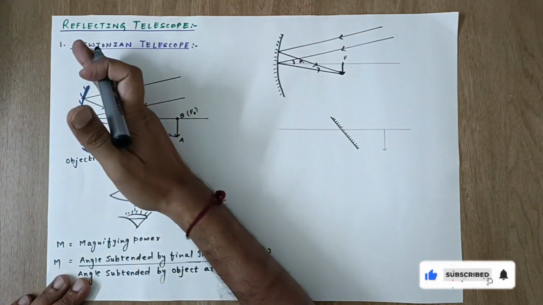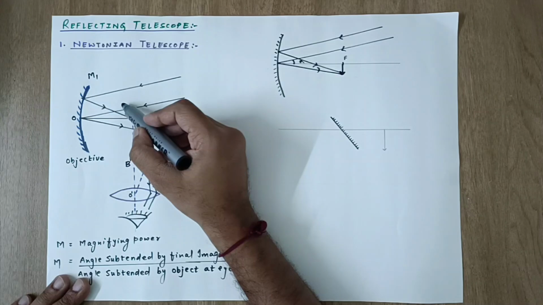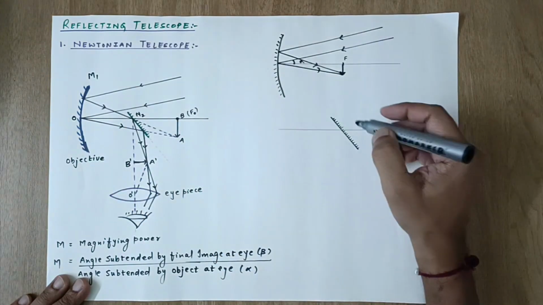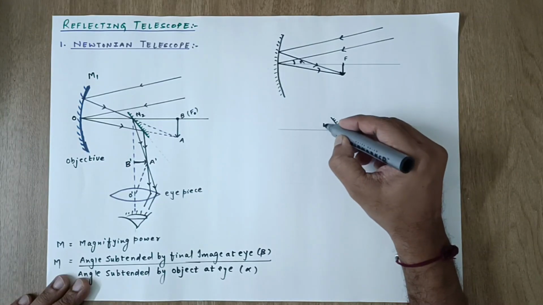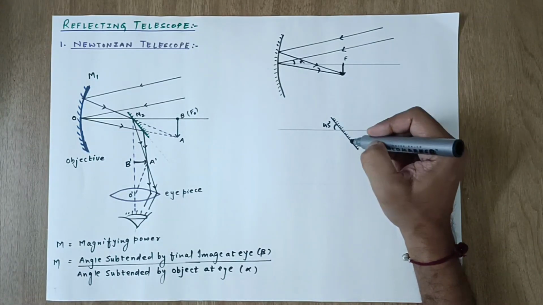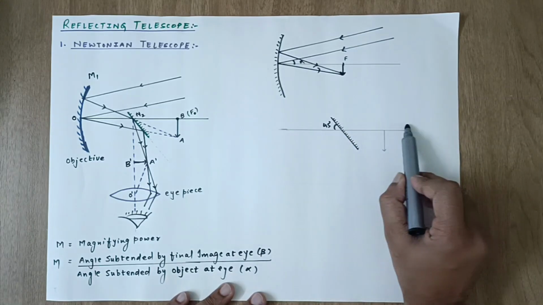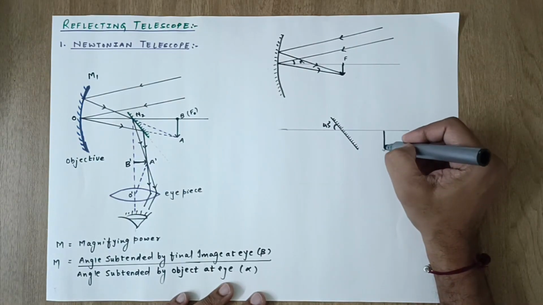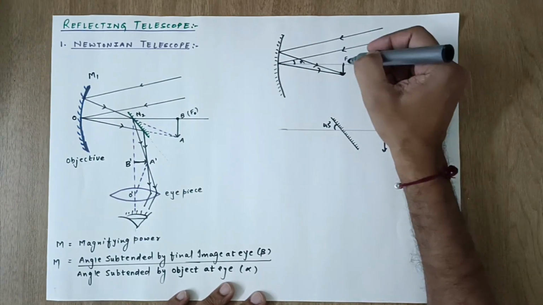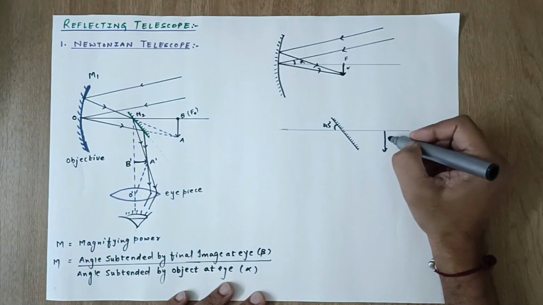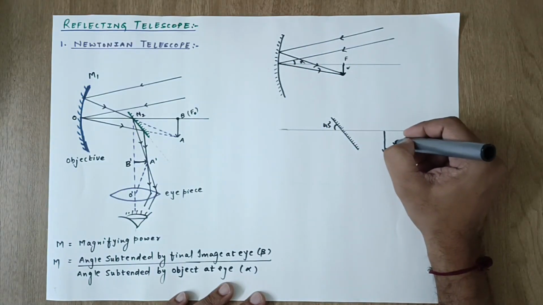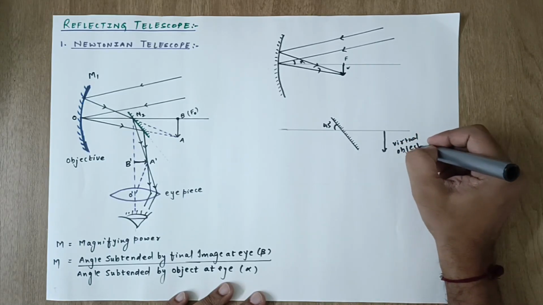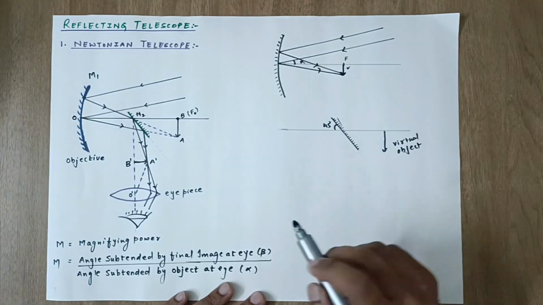But the moment we put the plane mirror between these two, the angle has to be 45 degrees. We keep the mirror at an angle of 45 degrees with respect to the principal axis. Now see what is going to happen. This image, which is formed by this mirror, will behave as a virtual object for the plane mirror, because it is behind the mirror.